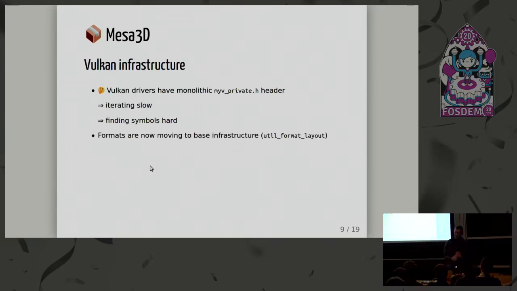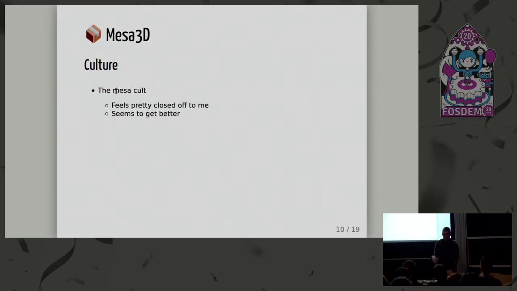Vulkan infrastructure. What I noticed is Vulkan drivers have a monolithic driver-private header, I don't know what the reason for that is, but it's not nice for people like me who have a small Haswell CPU and have to recompile a whole driver each time. So I did not follow that approach. I have smaller headers because I have limited time every day. Having big headers might have some reason, but it's not a reason I understand. And finding symbols in this gigantic header is not really fun. The last infrastructure thingy I saw was that the formats are now moving out of Gallium into the common. I think not everything is outside of Gallium yet, but it's slowly moving, so it's getting better. That's a good thing.